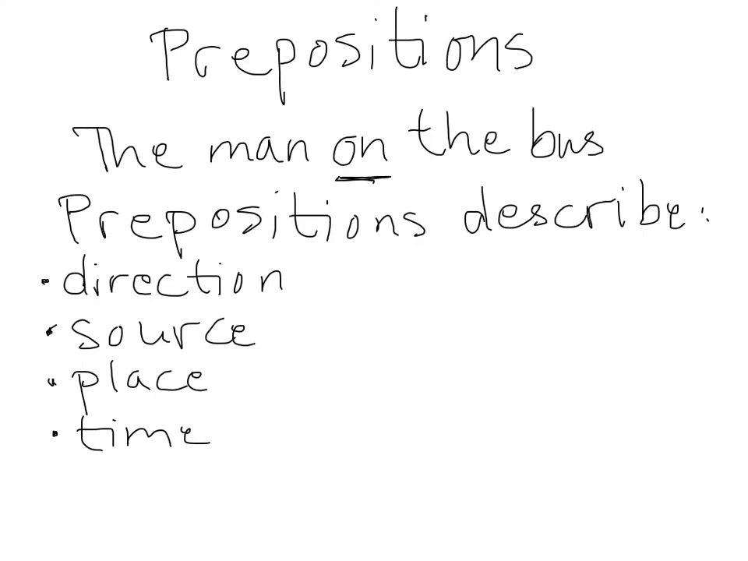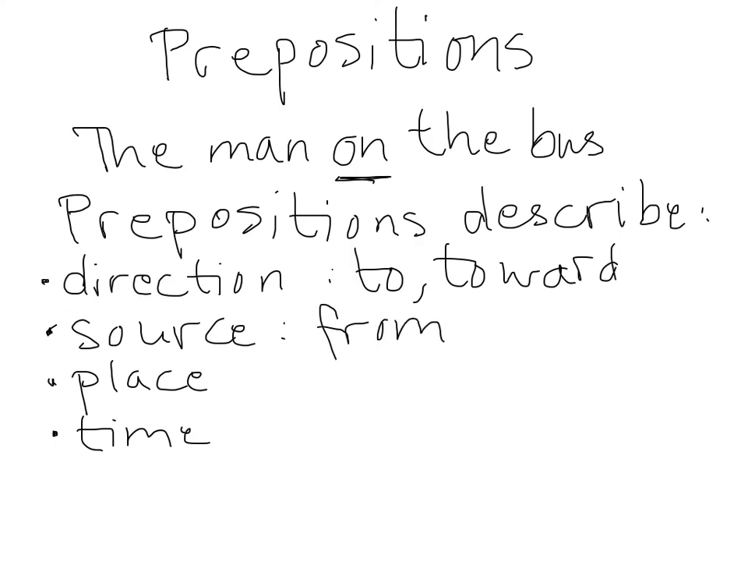So prepositions that have to do with direction are, for example, to or toward. And prepositions that have to do with source are from and out of. And prepositions that have to do with place are at, by and on. And that's the one used in the sentence, the man on the bus. That's a preposition indicating the place.